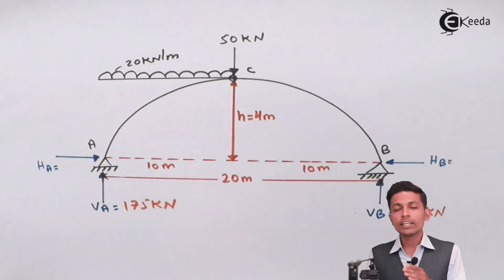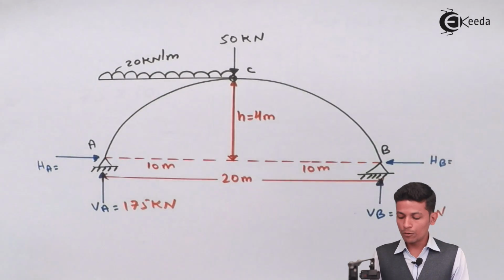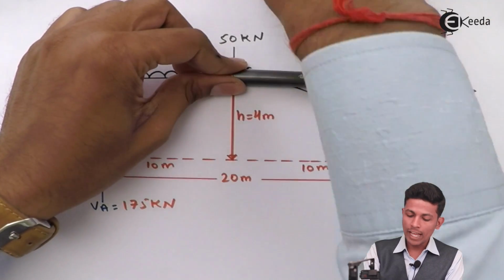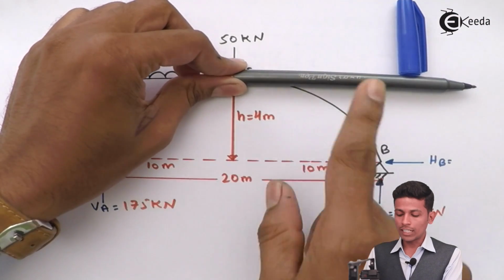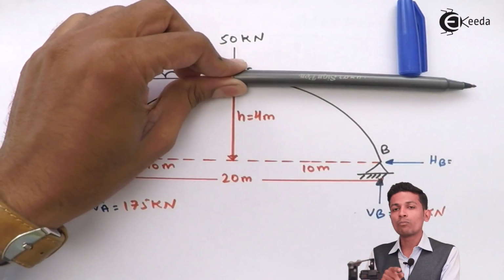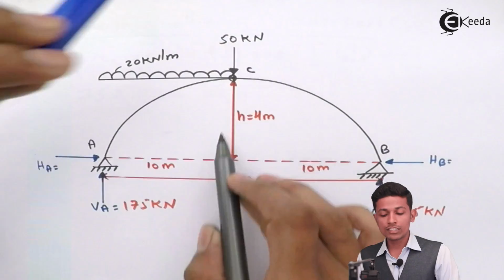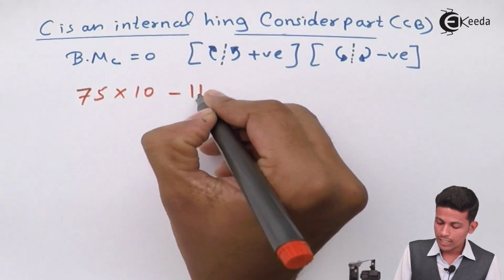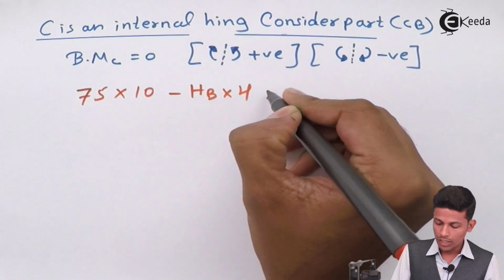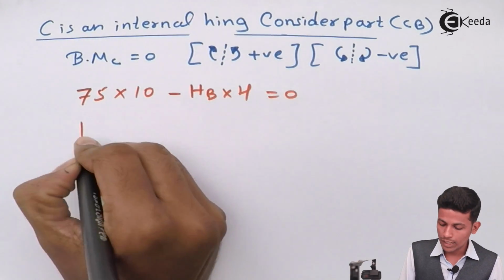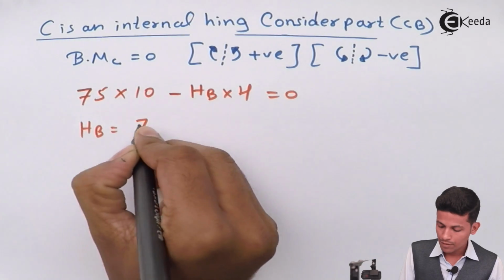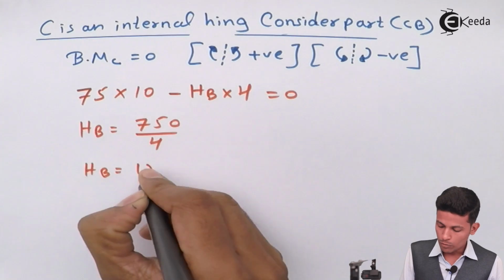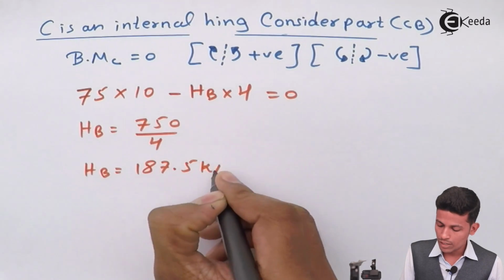So how will you know whether this H value is plus or minus? What you have to do is simply open the arch. If you open the arch, your H will come like this. Section this side, this will go in this direction. So minus HB into the perpendicular distance, which is 4. So minus HB into 4 equal to 0. While solving this you get the value of HB as 187.5 kilonewton.